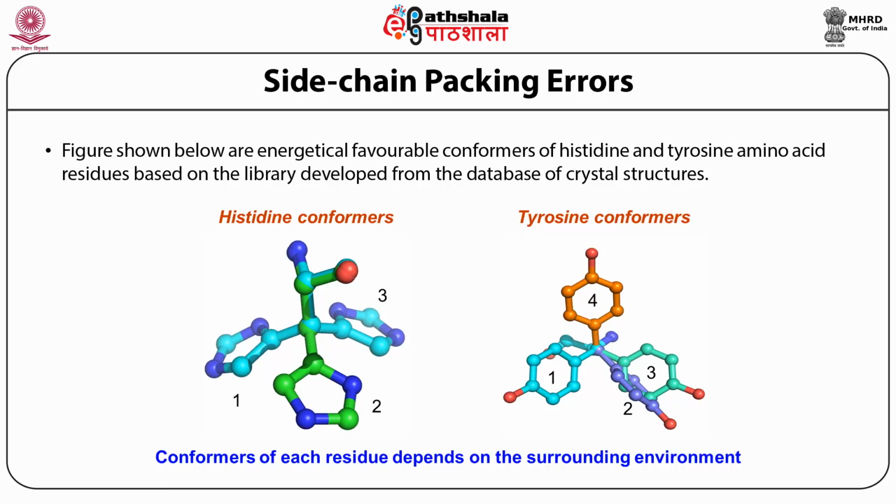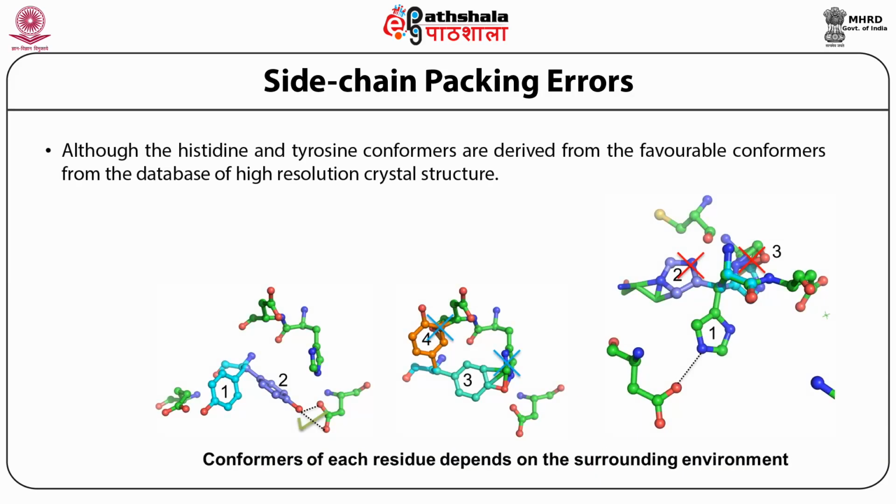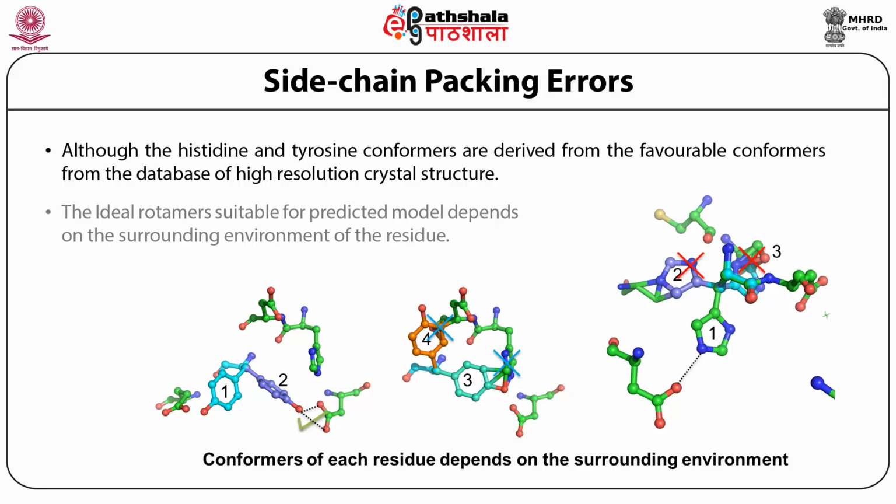But these conformers are only ideal in general; it's not that they are ideal for structure prediction. Which rotamer is ideal for structure prediction depends on the environment where it is being introduced. So histidine and tyrosine conformers are derived from the favorable conformers in the database of high resolution crystal structures, but the ideal conformer or rotamer suitable for the predictive model depends on the surrounding environment of the residues.